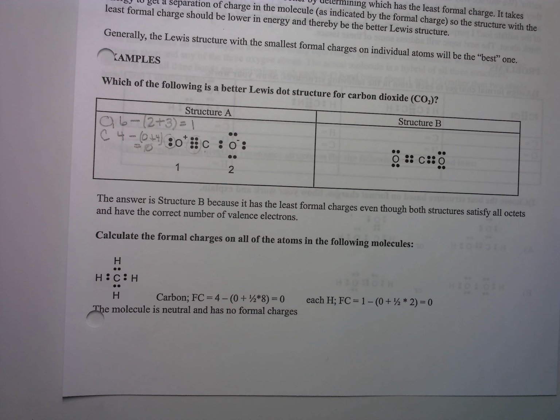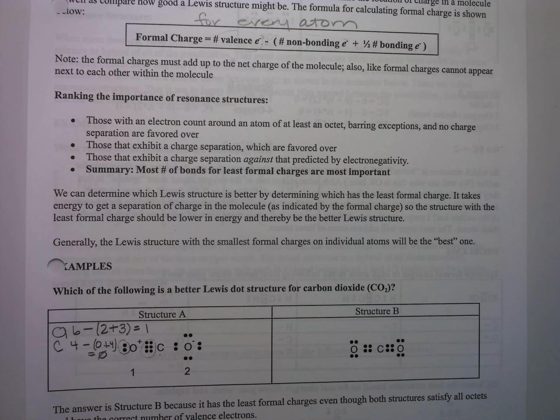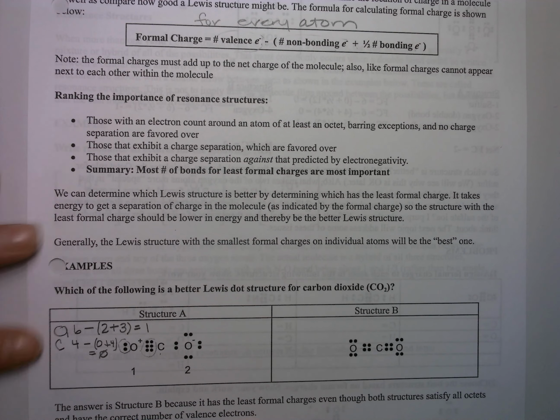So I'm doing formal charge. Sorry, I missed the beginning of it. The formula that we're using is here. Formal charge is equal to the number of valence electrons minus the number of non-bonding electrons plus 1/2 of the number of bonding electrons. And you do this for every atom. So I'm going to do more than one, but this is where we are with this example.